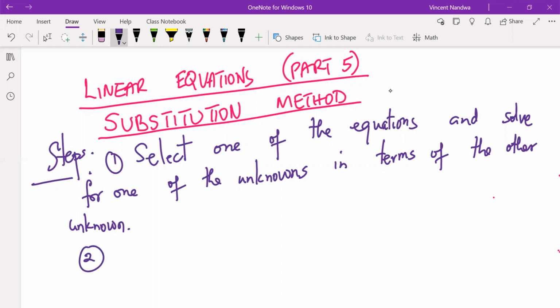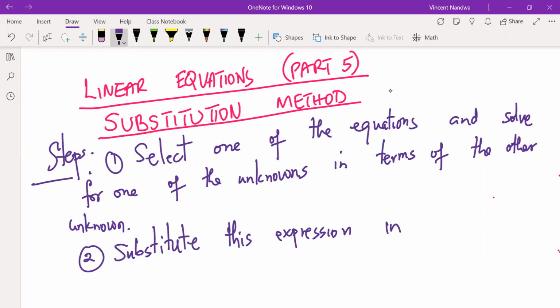Number 2, substitute, and this explains why the method is called substitution. Substitute this expression into the equation not used in step 1.